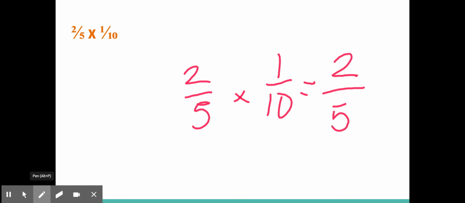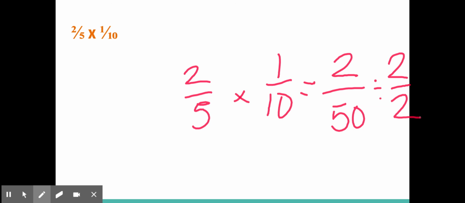Let's look at one last one. All right, try this one. 2/5 of 1/10. So I have 2/5 of 1/10. What would that be? 2 times 1 is 2. 5 times 10 is 50. Is there anything that I can divide both 2 and 50 by? There sure is. I can divide both of them by 2.